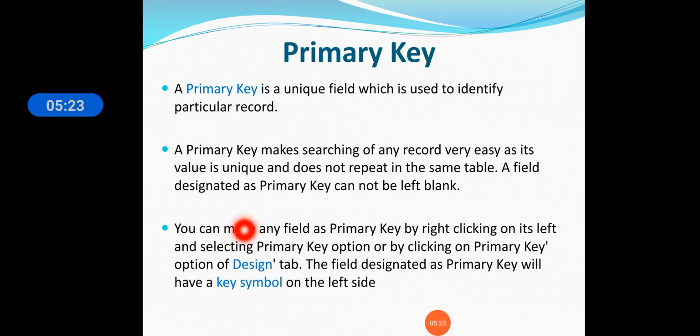Okay, and these are the two things we can do to make a primary key: right clicking on its left and selecting the primary key option, or clicking on the primary key option of the design tab. Okay, see, these are both the two things. We have also seen in the live class how to do that.